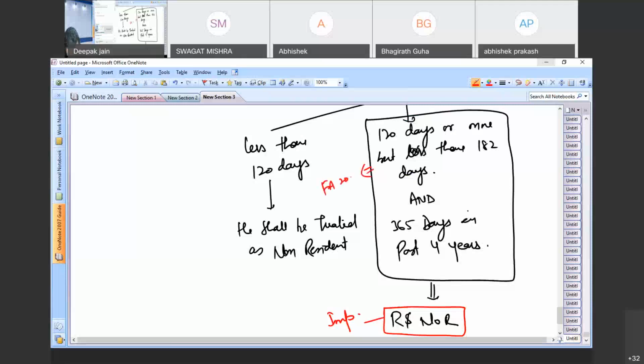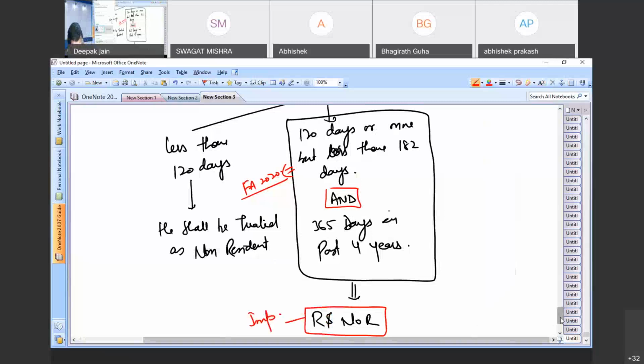In exam, you have to consider carefully the number of days in India. If it is less than 120 days, blindly answer non-resident. If he is in India for 120 days or more, but less than 182 days, and 365 days in the immediate past four years, then his residential status shall be resident and not ordinarily resident.